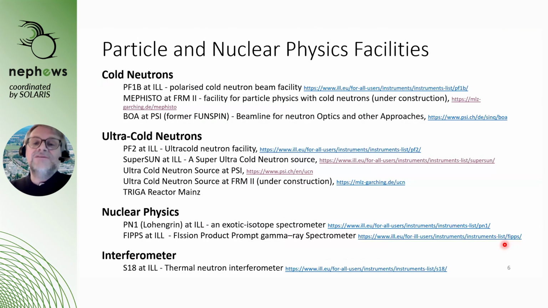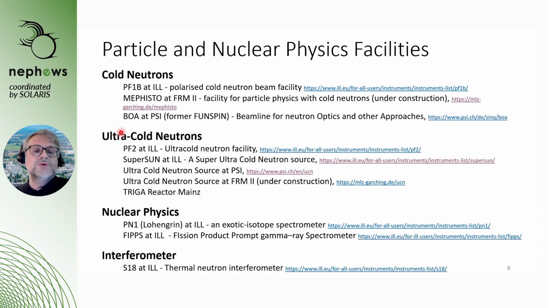So let me first classify those instruments a little bit. These fall under cold neutrons, with the dominant player here being the PF1b beamline, which is a polarized cold neutron beam facility. And then there's ultracold neutrons, which you learned about earlier on in this session. And I'll tell you a little bit more about those.